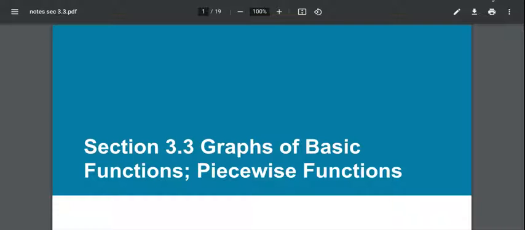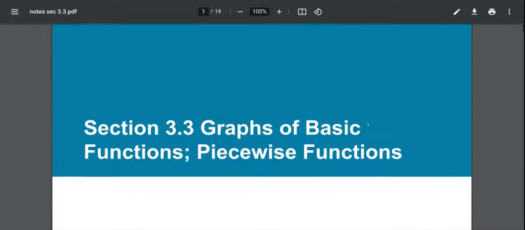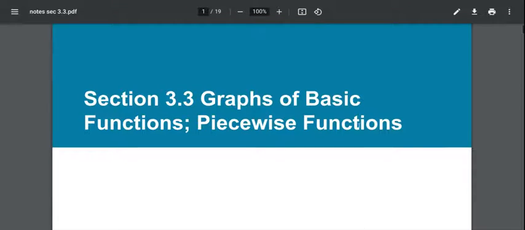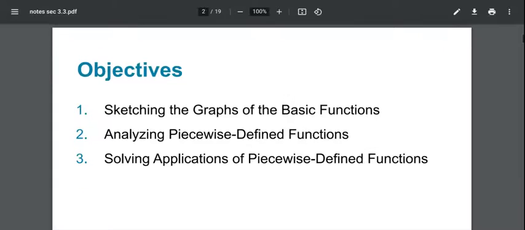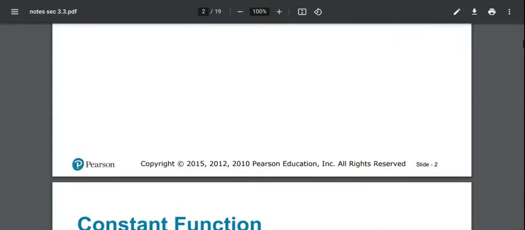Hey guys, so this is the video from section 3.3. Section 3.3 is about graphs of basic functions and piecewise functions. Mostly in this section, you just need to recognize the graphs of major functions. Objectives: sketching the graph of basic functions, analyzing piecewise defined functions, and solving applications of piecewise defined functions. So, 3 objectives only.